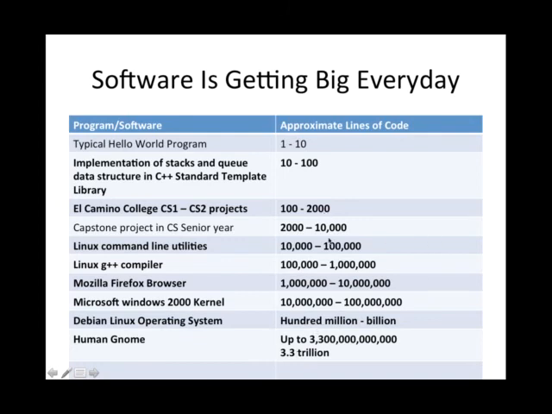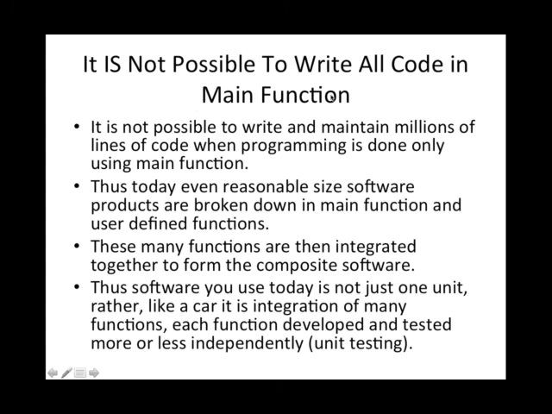Okay, so can you see how big software is getting with time? So it is not possible to write all code in the main function. It is not possible to write and maintain millions of lines of code when programming is done only using the main function. Thus today, even reasonable sized software products are broken down into the main function and user-defined functions. And then these many functions are integrated together to form composite software.